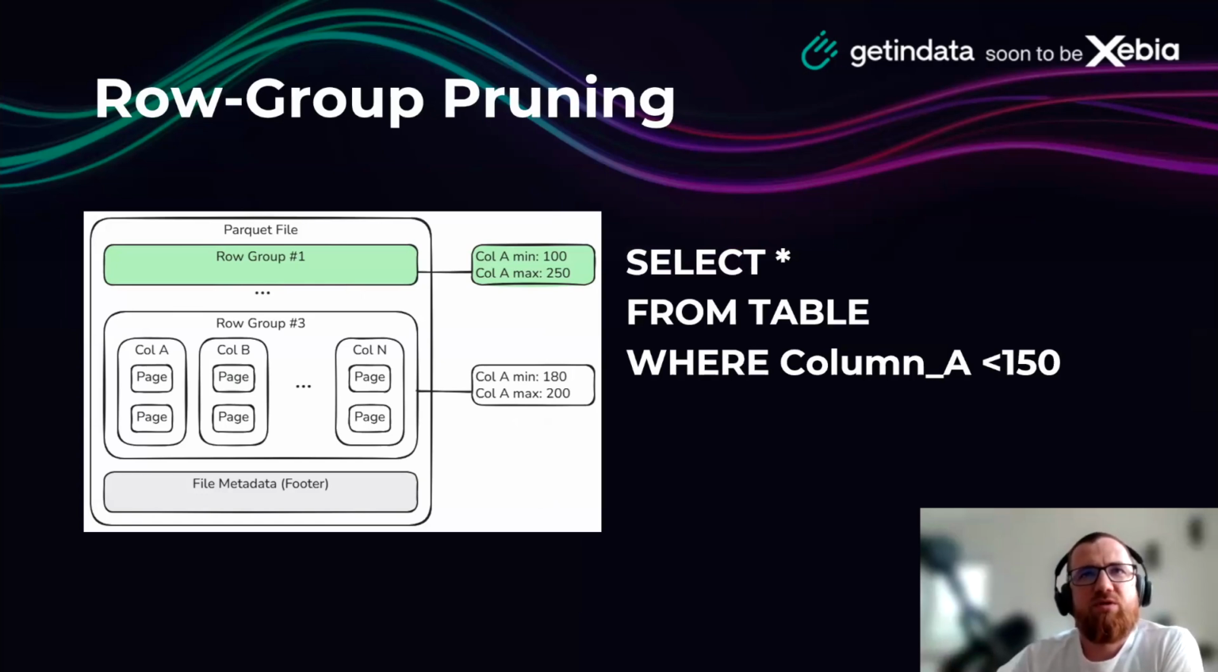The second one is called row group pruning. Also in the file metadata, we have statistics about all of the columns in our row groups, for example, the minimum and maximum values. And looking at the second query, we can see that only those rows with column values smaller than 150 are required in our query. And based on the metadata about row group 3, we already know that this row group can be fully skipped because none of the rows inside will fit our query.